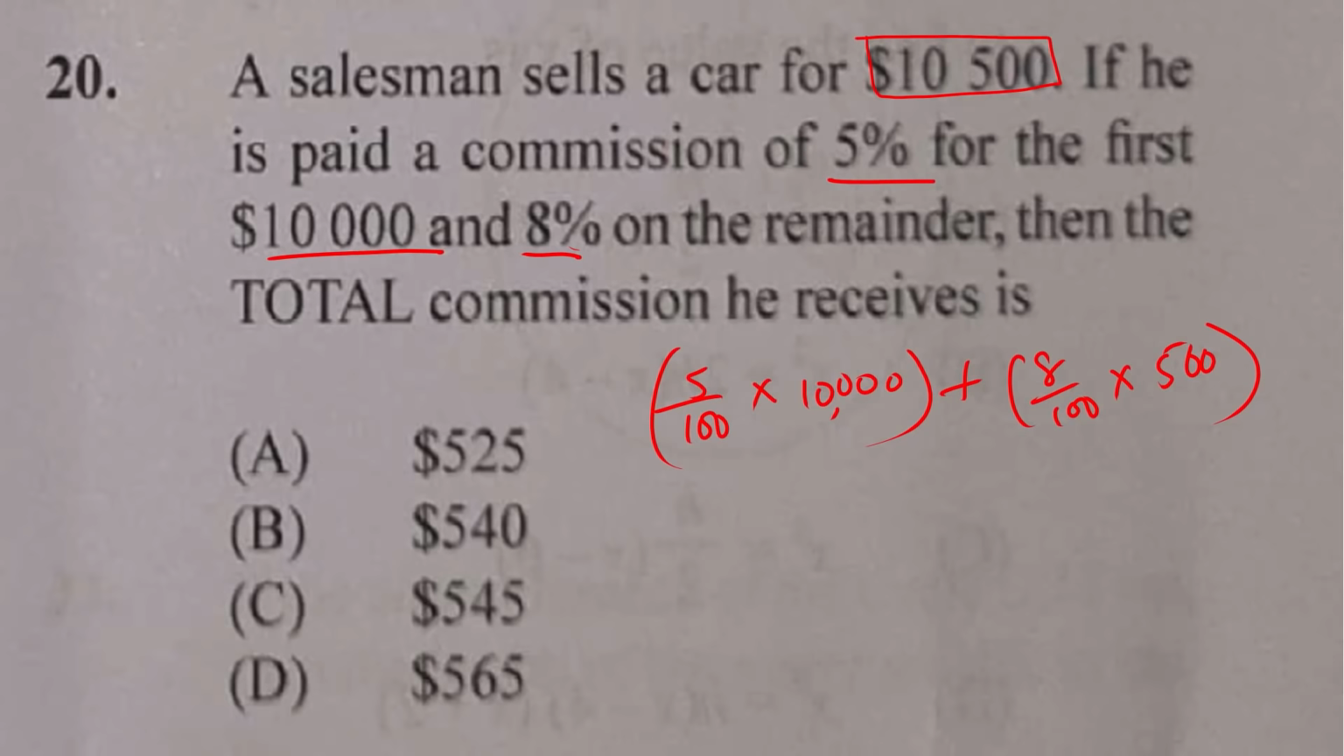So then we can find what is 5% of 10,000, so that's going to be what? 100 into this one, 100 into this, 100 times, so that's going to be 500, and then this, $40. So 500 plus 40, he makes $540. So the answer is going to be B.